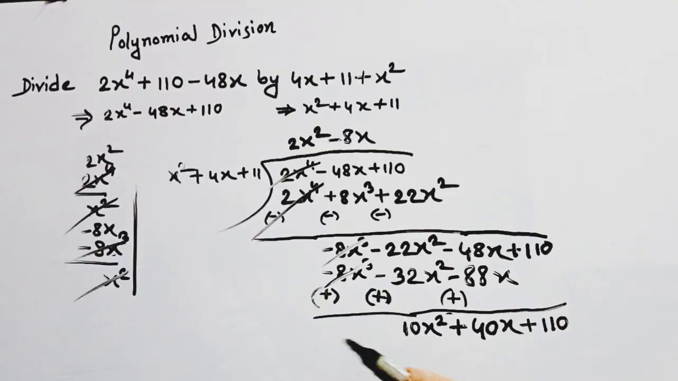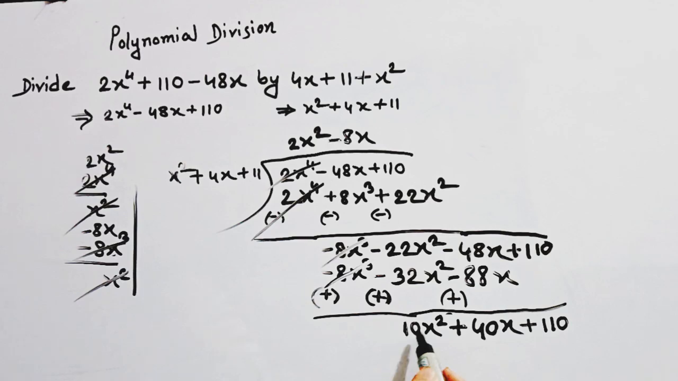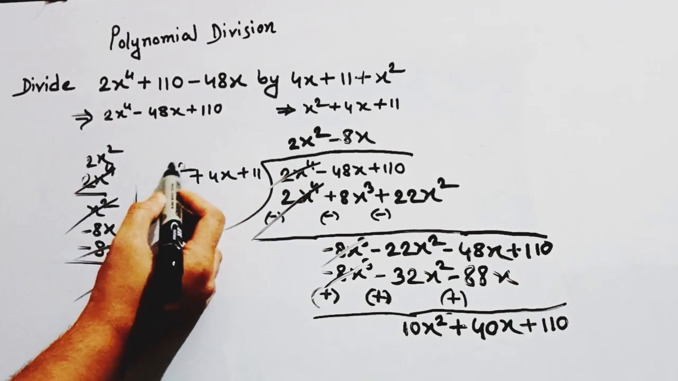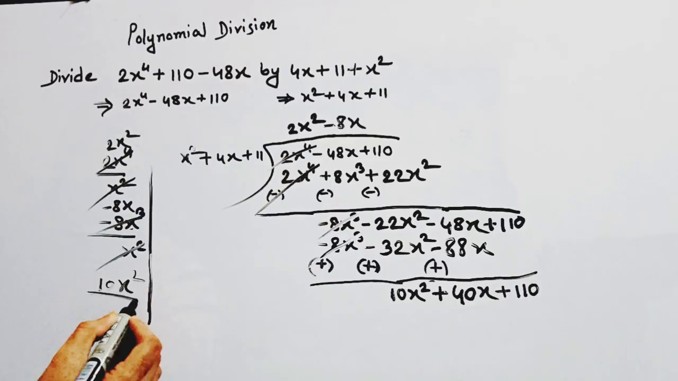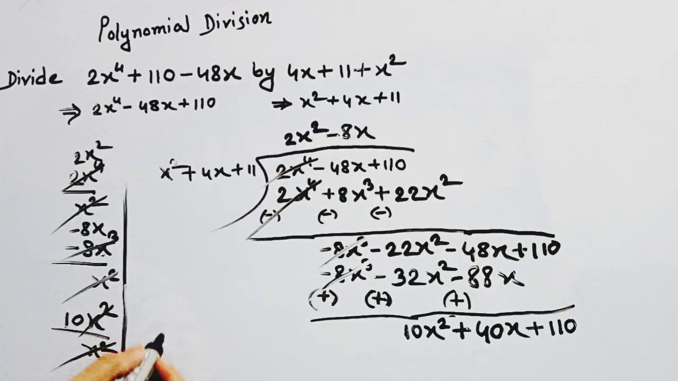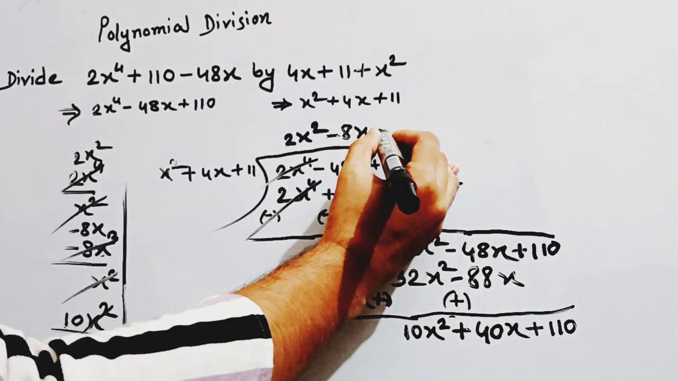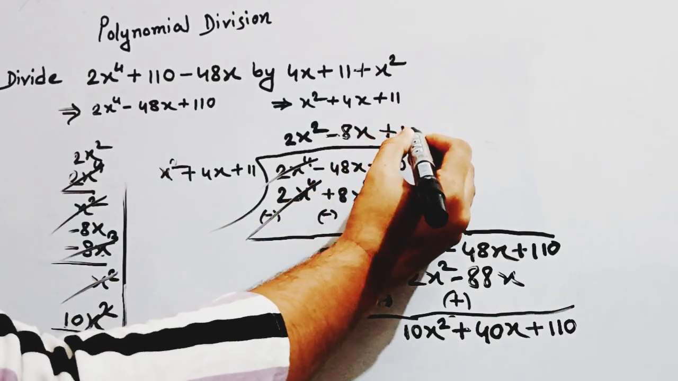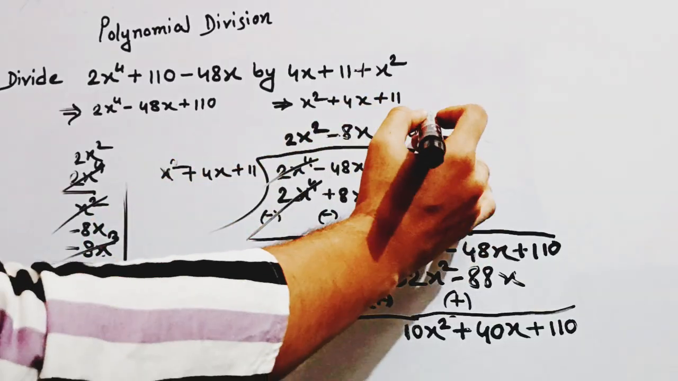Now we have to again divide this expression by these terms. So first we have to divide 10x square by this x square. 10x square divided by x square. X square cancels, we have remaining positive 10. So this positive 10 is the quotient. Now we have to multiply this divisor by this 10.